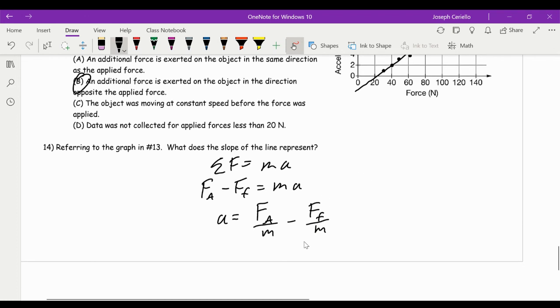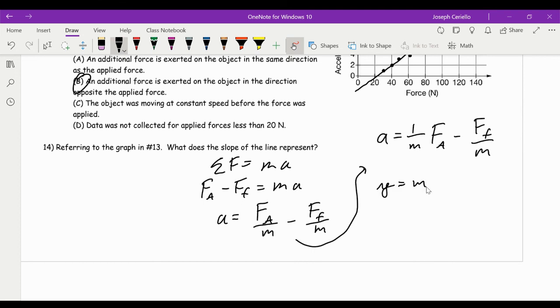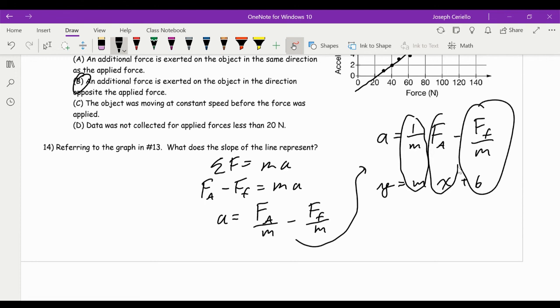Now I'm going to break this up a little bit, I'm just going to rewrite it. The acceleration is on my y. 1 over m would be my slope. The applied force would be my x. And this is kind of interesting. The force of friction divided by the mass, this is actually my y-intercept. So y equals mx plus b. m can be confusing, but m means slope there. My b is my y-intercept. This is my slope, 1 over m. My x-axis is the applied force, not the net force. And my acceleration is y, on the y.